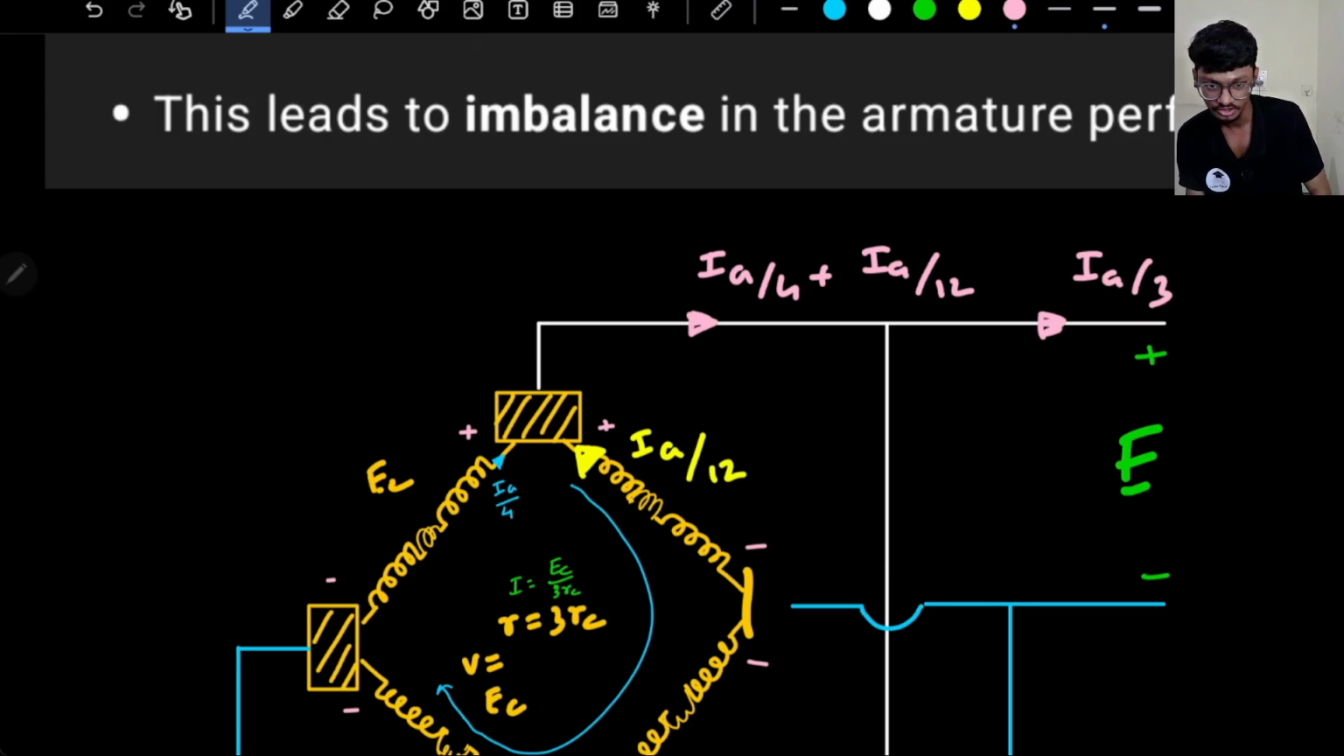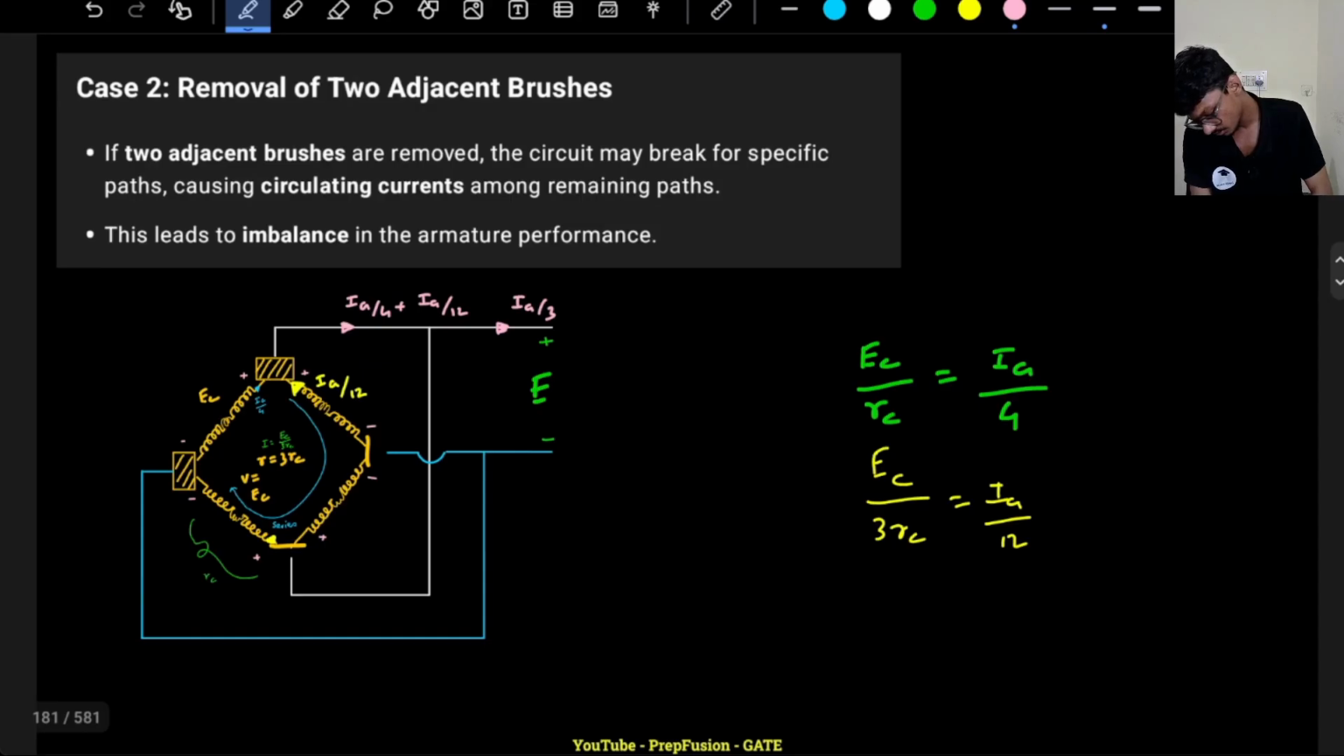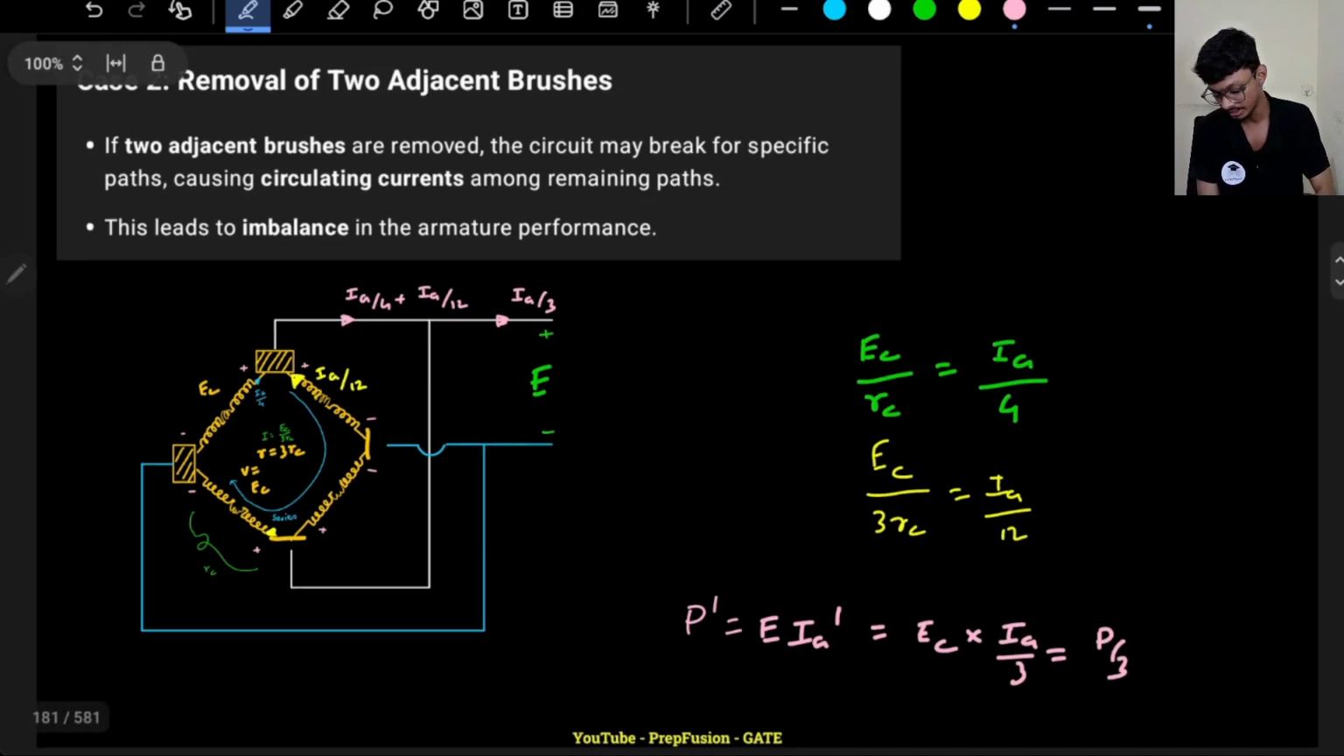So actually you have to calculate; you cannot blatantly say what will happen to the rating. Now you can see Ia by 3 current is flowing. So what is our power rating now? P dash is E into Ia dash. E is EC, which will not change, and Ia dash is Ia by 3 now. So power rating has reduced by 1/3.